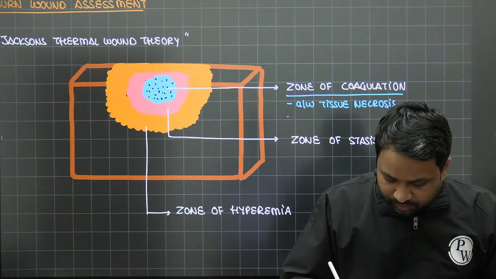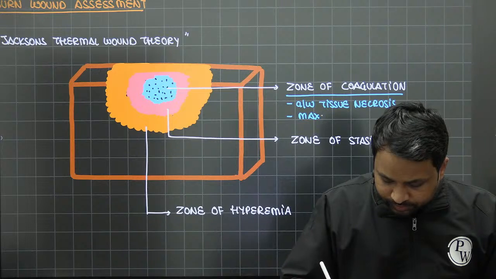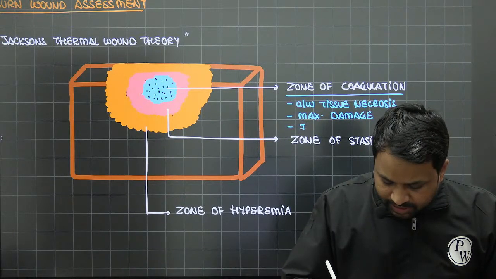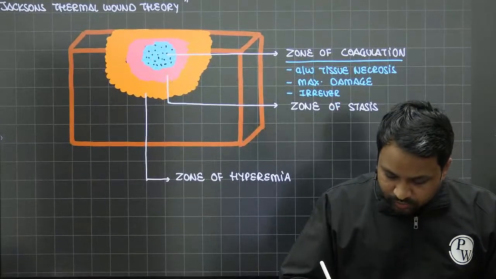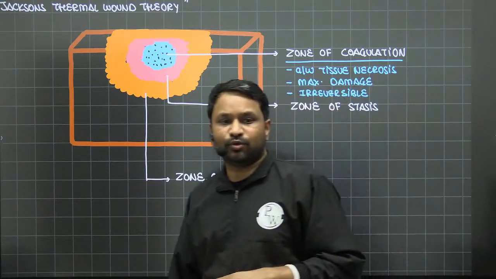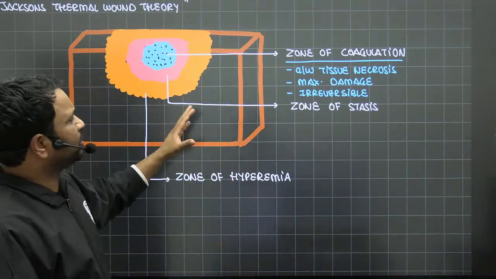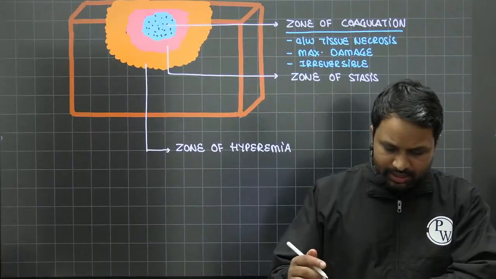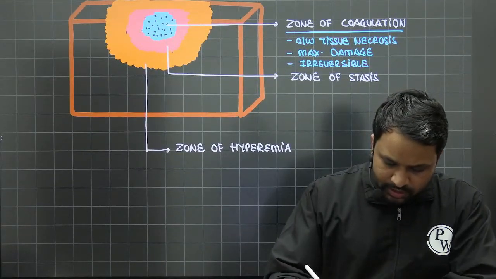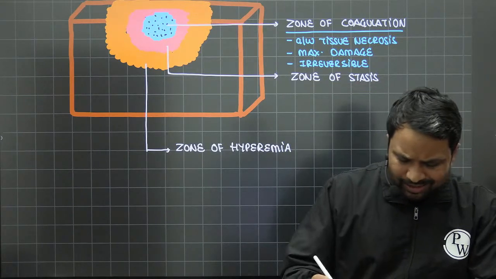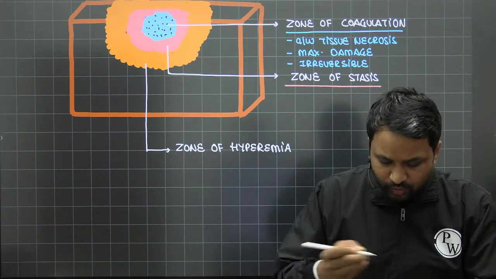This will have maximum damage, and this is basically irreversible. So this zone has to undergo debridement. Okay? If there is a zone of coagulation, you will have maximum tissue necrosis, it will have damage, and this is an irreversible condition, so you don't need to worry about it. This has to clearly go with dissection, right? You'll go and do a debridement and get rid of it. That is the zone of coagulation.